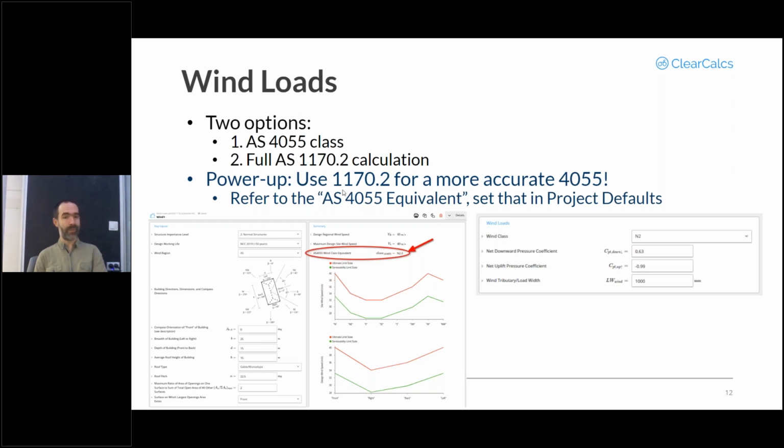A particular power-up I'd note, though, is our 1170.2 calculator can be used to figure out a more accurate AS4055 wind class. In our 1170.2 calculator, one of the summary outputs is AS4055 wind class equivalent. So that'll tell you that maybe your design is equivalent to an N2 class. You can take that from our 1170.2 calculator. It's a more precise calculation, but apply it in project defaults and have that as an easier way to enter your wind loads.